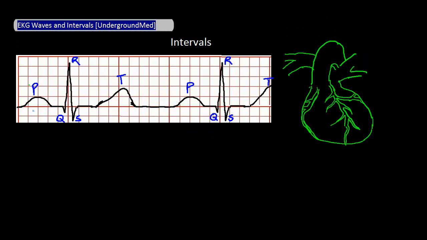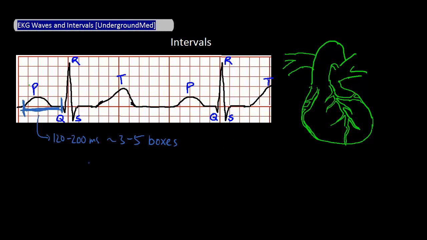The PR interval is measured from the beginning of the P wave to the beginning of the QRS complex. It basically represents the time it takes an electrical stimulus to get from the atrium to the ventricles through the AV node. The PR interval is normally 120 to 200 milliseconds long. Or since each box corresponds to 40 milliseconds, 3 to 5 boxes long. A long PR interval is called a first-degree AV block.